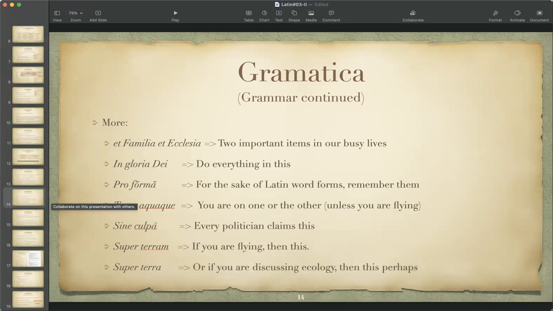Michael? Yes. I just have a small question. Sure. When you do in gloria Dei, I just wrote down in God's glory, but why would it not be that? Am I missing something? Because in the glory of God and in God's glory are exactly the same thing. Okay. You can say it either way in English. In Latin, you can only say it that way. And in fact, if you said in Dei gloria, they'd look at you like, what?